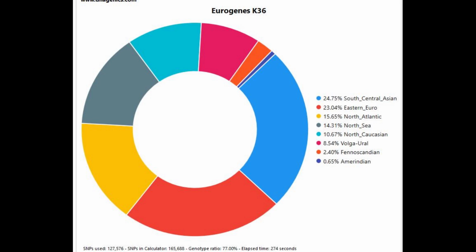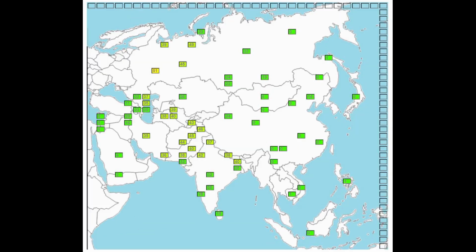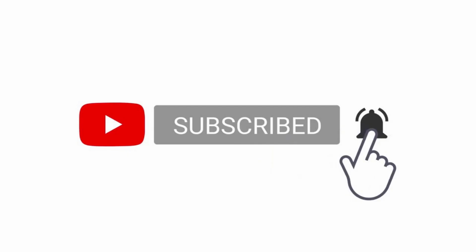This is her result with Eurogenes K36. The largest category she scores is South Central Asian, and then here are some maps generated on the basis of her K36 results.